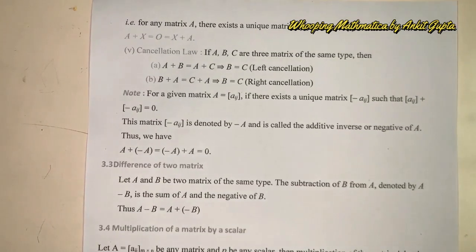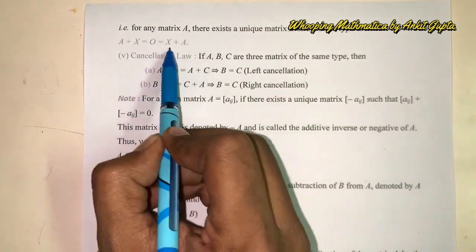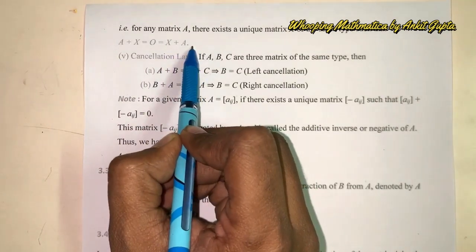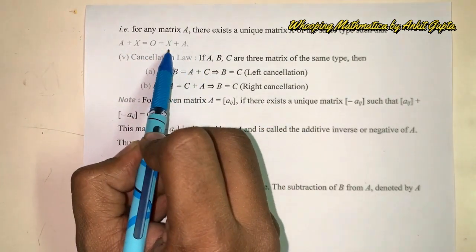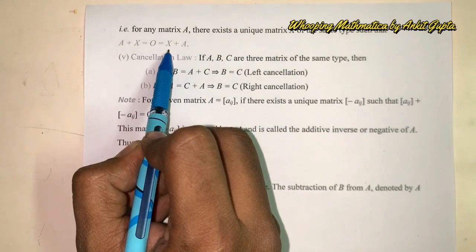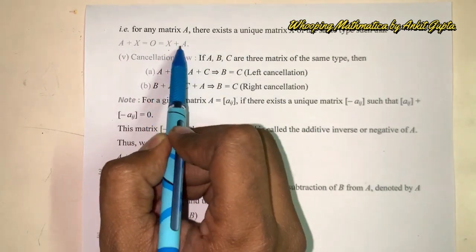Next property that we are going to discuss is additive inverse. That means if we add two matrices and the resulting matrix is a zero matrix, then we say that B is additive inverse of A. Or this can also be written as A plus X is equal to O, or X plus A is equal to O. That means X is additive inverse of A, which is simply the negative of the given matrix A.